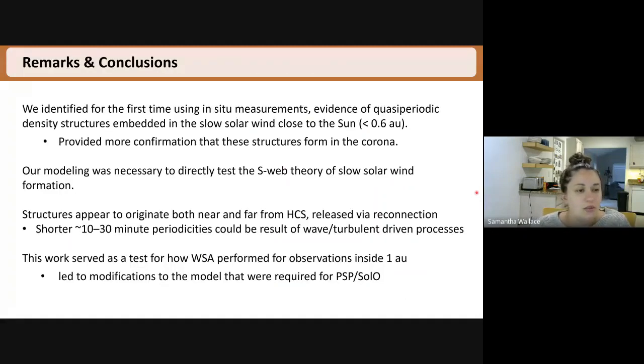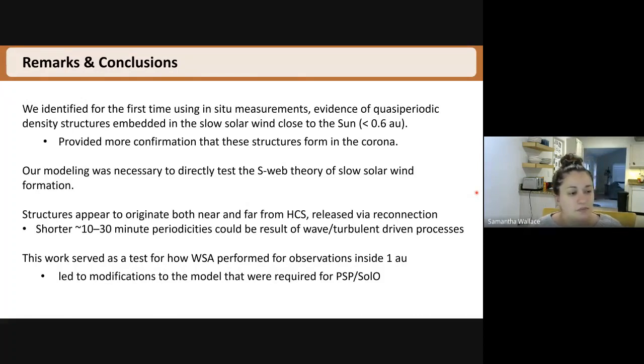So yeah, just in summary, myself and the co-authors identify for the first time in situ measurements of these quasi-periodic density structures embedded in the slow solar wind closer to the sun than 1 AU, which provides more confirmation that they're forming in the corona. The modeling aspect is necessary to test the S-web theory because we're able to look at the source of the solar wind and see if it was near or far from the current sheet. So we do identify both scenarios.